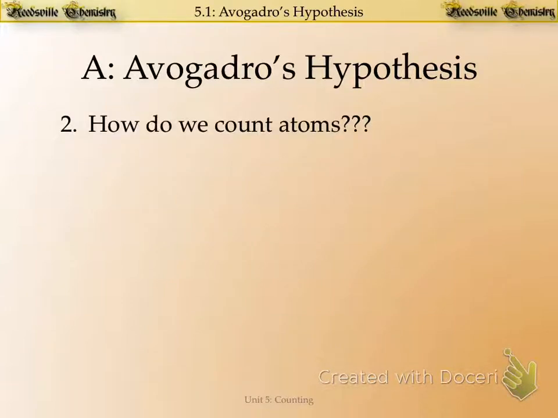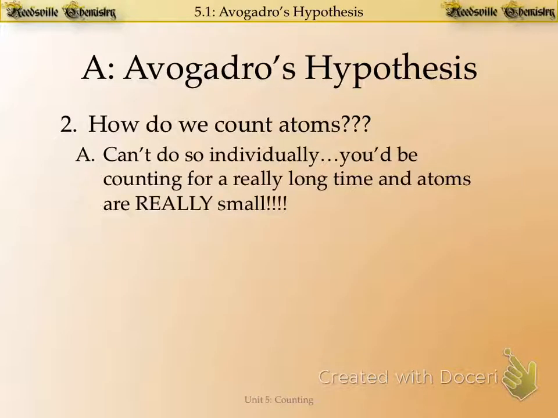So the question is, how do we count atoms? We can't do so individually. You'd be counting for a really long time because atoms are really, really small. So today in class we looked at the method of counting by weighing, and that was pretty effective for counting the popcorn kernels. I was asking you, tell me how many are in there. We didn't have to count them each individually.